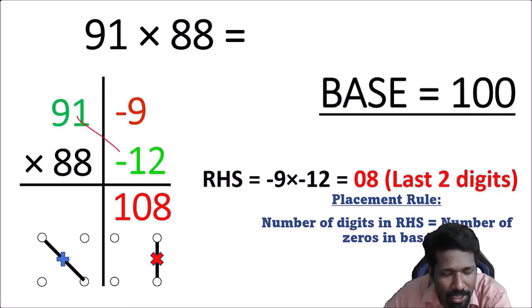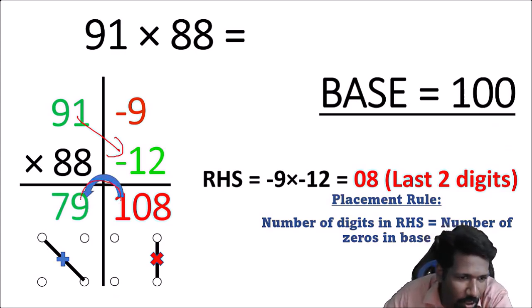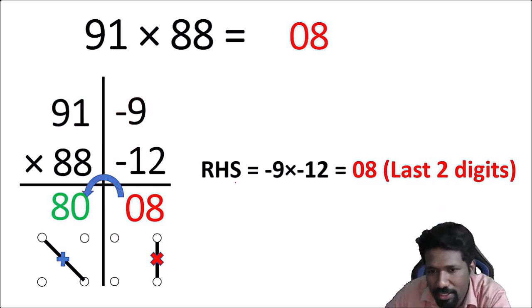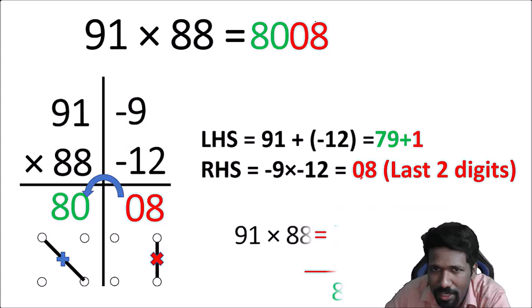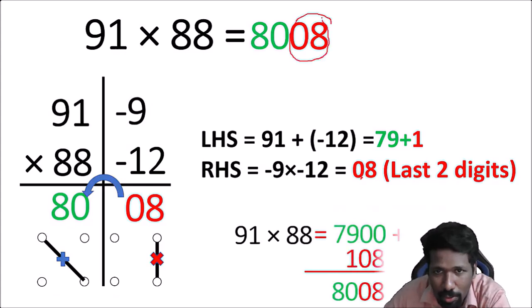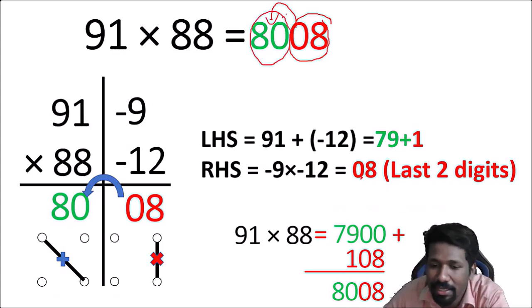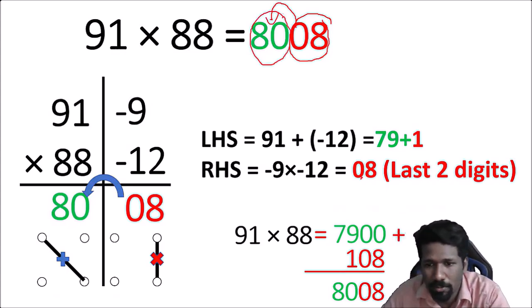The crosswise addition step. 91 minus 12, which is 79. Carrying over this 1 will make 79 as 80, and that will make 8008. The right hand side is not 108, it is only 08. The 1 got carried over to this. That is how this became 80. All of you clear? Please respond.